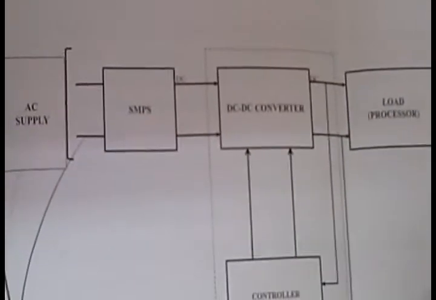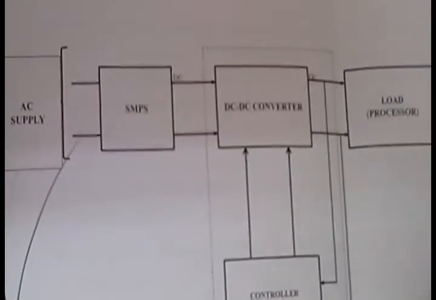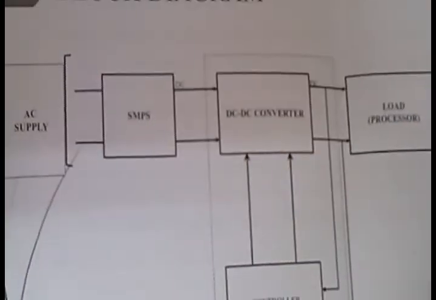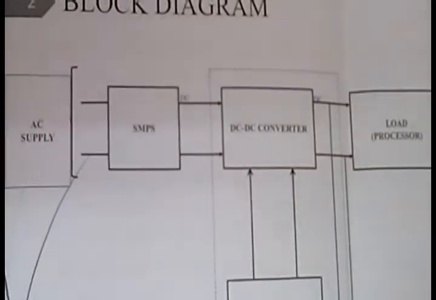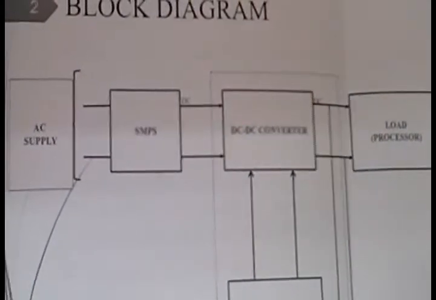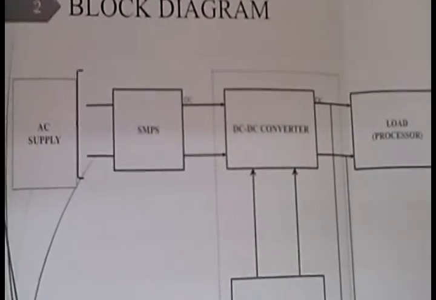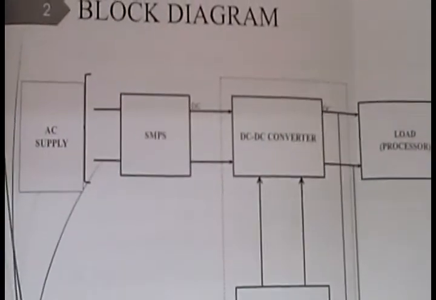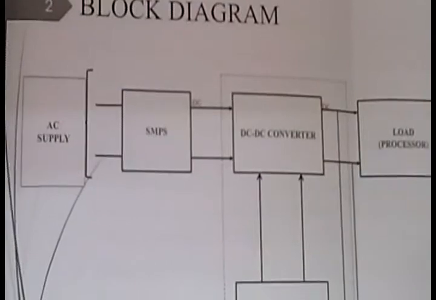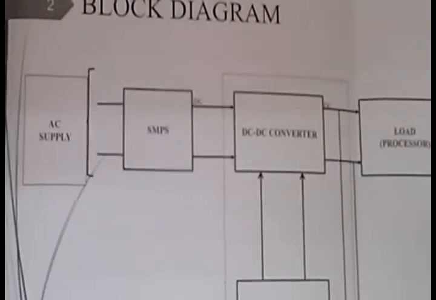First of all, I will explain the block diagram. We start with a 230 volt AC supply, which we give to the SMPS. The output of the SMPS is 12 volt. From the SMPS to the motherboard we give about 5 volt or 12 volt, depending upon the company. In this 5 volt we base the voltage.